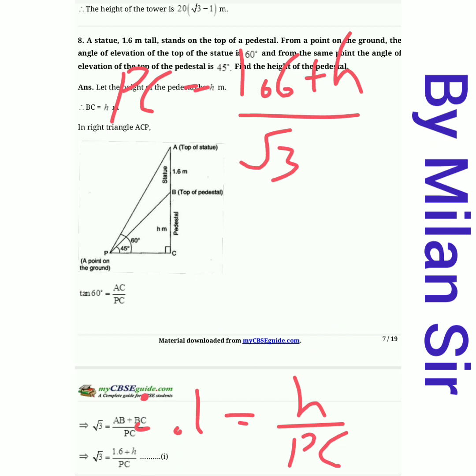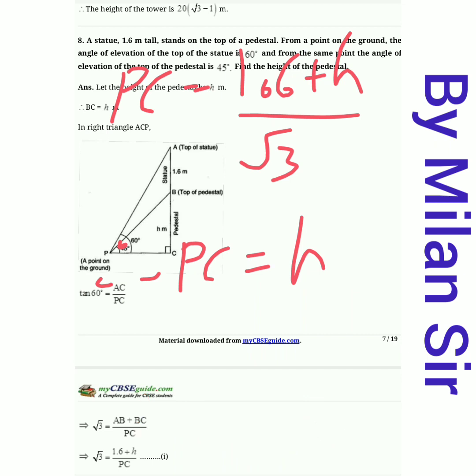Okay, so transfer PC to the left hand side. So PC into 1 PC is equals to H. So here we get two equations. Give the equation number 1 and give the equation number 2. Now equate both these equations.